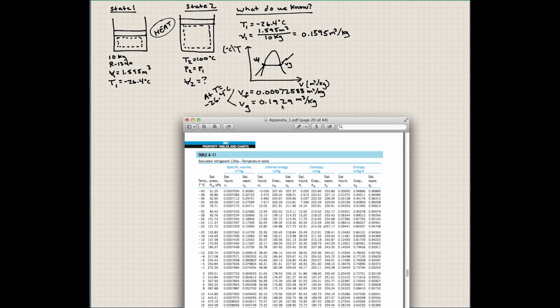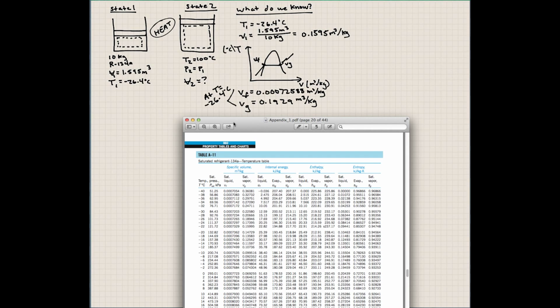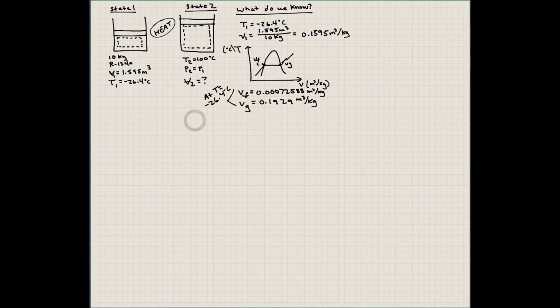So what does that tell us? We know that our specific volume is 0.1595, and it lies in between our vf and vg points. So we're somewhere on this line here. We are a saturated mixture. We have both vapor and liquid in our phase here. Let me go ahead and write this. This is at a temperature of minus 26.4 degrees Celsius, and this is a constant pressure line.